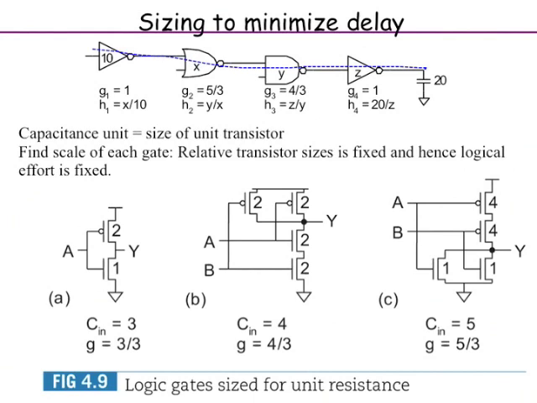So now let us take a path or a sequence of gates, and the question is to size the gates such that, in this case, we are looking to minimize the delay. We want to have as fast an operation as possible.